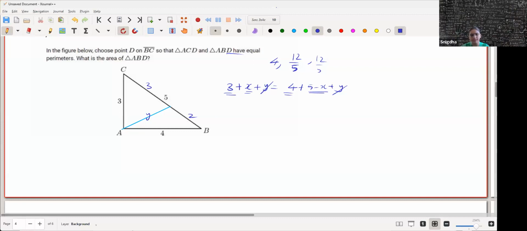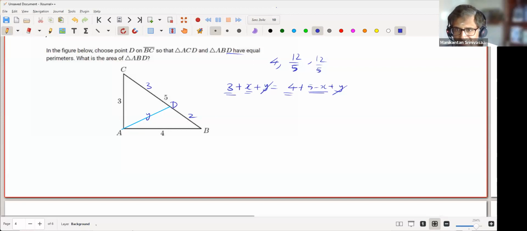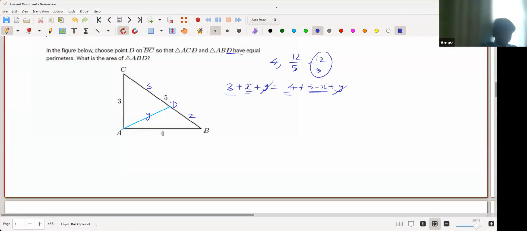Yes. Okay, and what is the area of triangle ABD? Which one is D? This is ABD. All right, who can complete this? Arnav, can you complete how you got 12 by 5 from here?